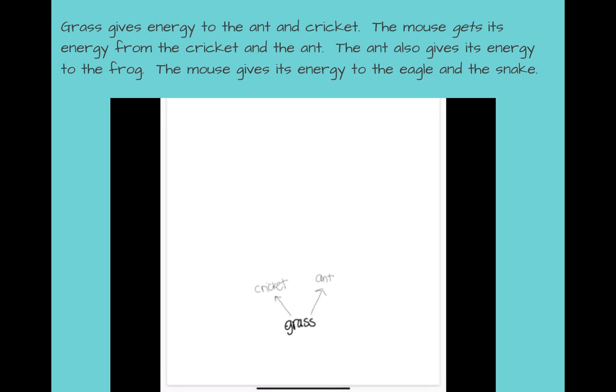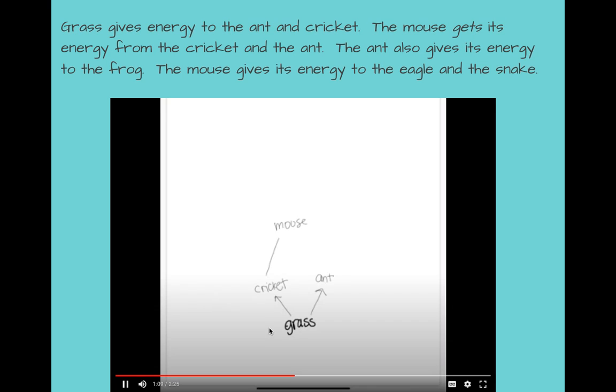Now we also see that the mouse gets its energy from the cricket and the ant. So now the cricket and the ant are giving its energy to something. And in this instance, it's the mouse. So I'm going to draw the mouse up there. And I'm going to have an arrow leaving from the cricket to the mouse, right? Not the mouse to the cricket. From the cricket to the mouse, because the cricket gives its energy to the mouse. Also, we know that the ant gives its energy to the mouse. So both of these give their energy to the same thing. They're pointing at the same one.